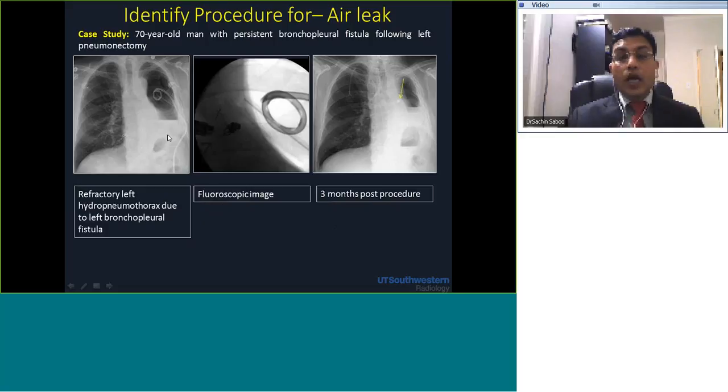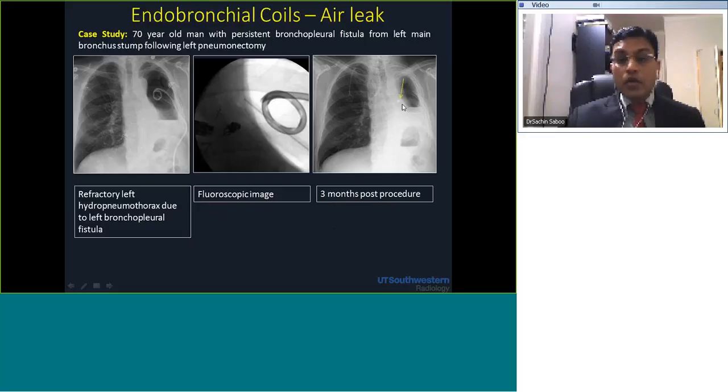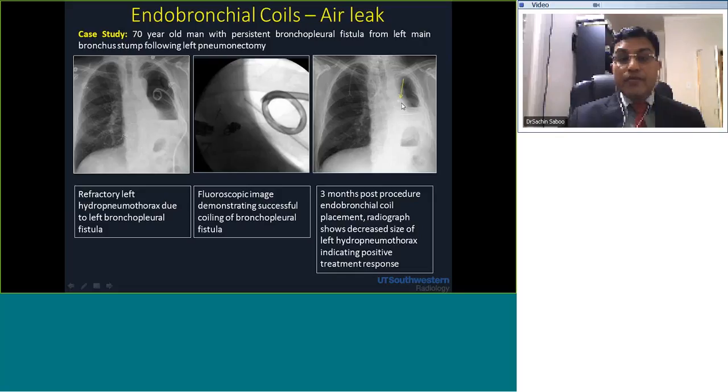That brings us to another endobronchial procedure. This is a 70-year-old man with persistent bronchopleural fistula following left pneumonectomy. As you can see, there is a large left hydropneumothorax, and that was due to a left bronchopleural fistula. This is a fluoroscopic image showing a procedure done for this, and the subsequent image 3 months later shows an endobronchial coil in the distal left main bronchus following left pneumonectomy, and that did decrease the left hydropneumothorax and also decreased the bronchopleural fistula.